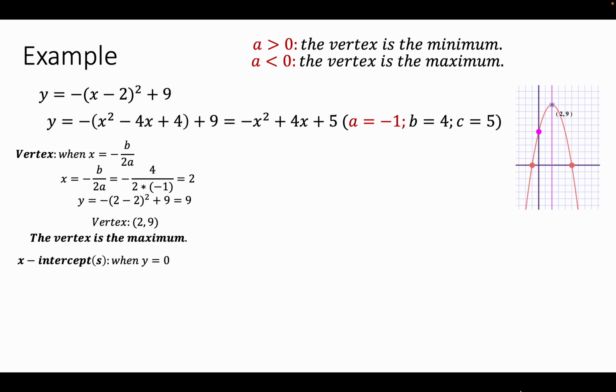We then find our x-intercept. By using 0 equals negative (x minus 2) squared plus 9, we get x equals 5 or x equals negative 1. We then find our y-intercept by substituting x for 0, which gives us y equals 5.